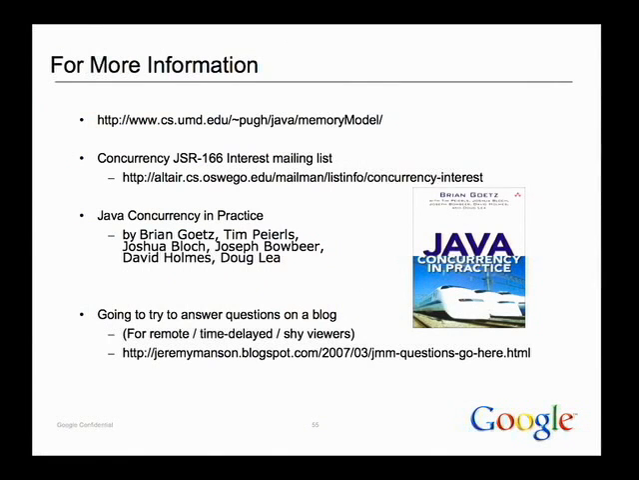And here are some places to go for more information. This is a really good book on the subject by Brian Goetz et al. Some of the members of that group work at Google, so I shouldn't be too denigrating. But the first place is a page which gives a lot of pointers to memory model information for those of you who want to get really into the details. There's the concurrency-interest mailing list, which Doug Lea runs out of Oswego, and it's not only for questions about the memory model, but also for questions about java.util.concurrent. It's a really useful mailing list.